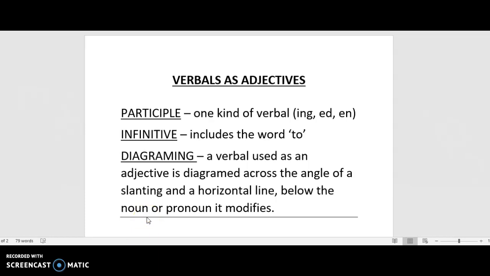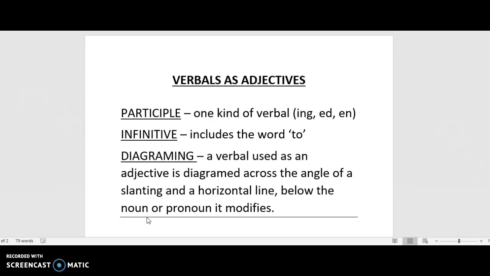So remember, verbal, past life, it was a verb, but right now in this chapter, it's acting as an adjective. There are different words we need to be familiar with the definition of. A participle is one of these kinds of verbals that acts as an adjective, and it is a word that ends in ing, ed, or en. That part is not written on your gray box, but it is important to remember.